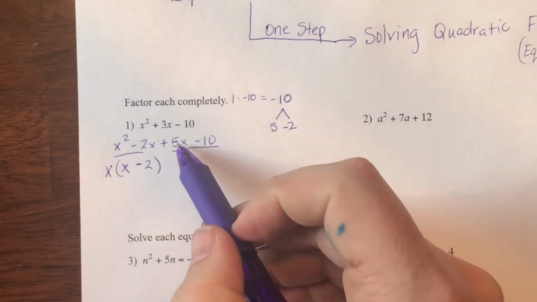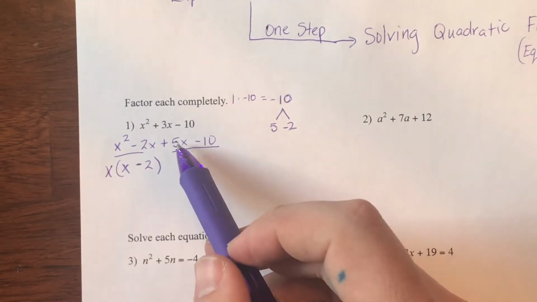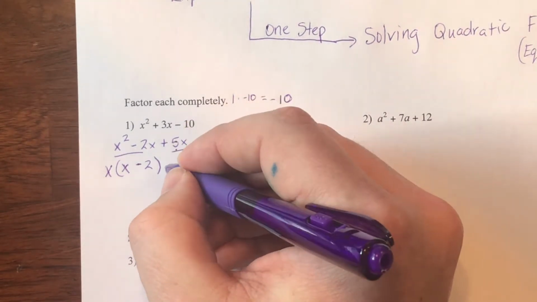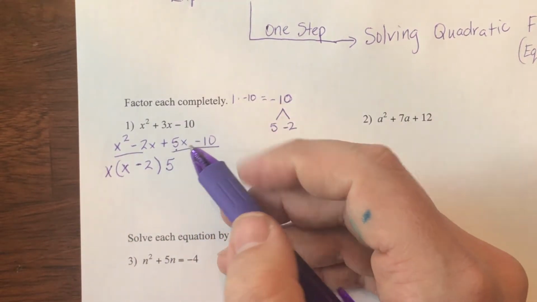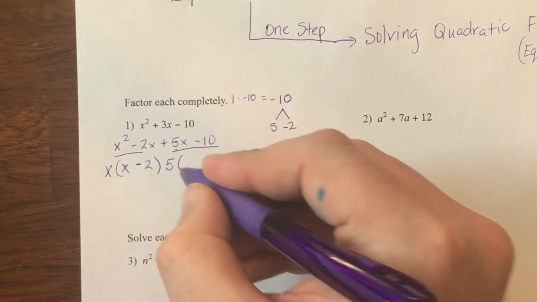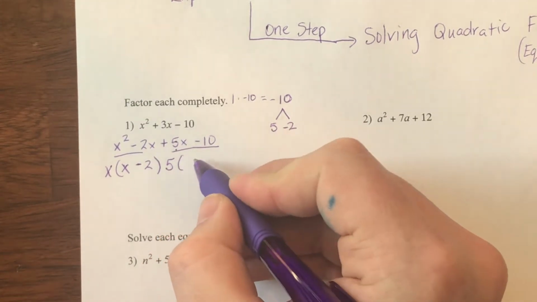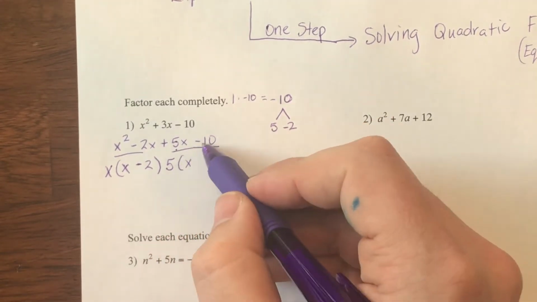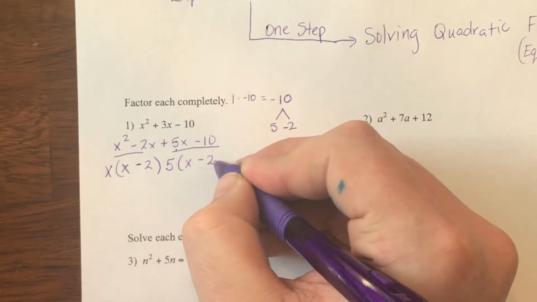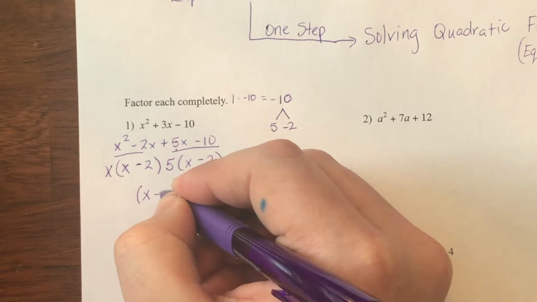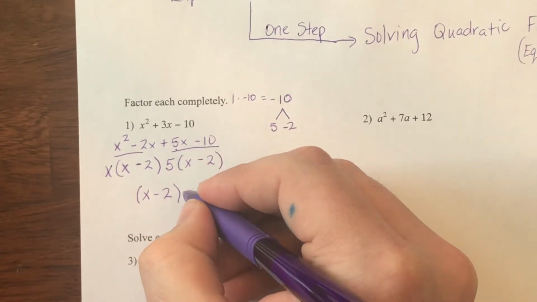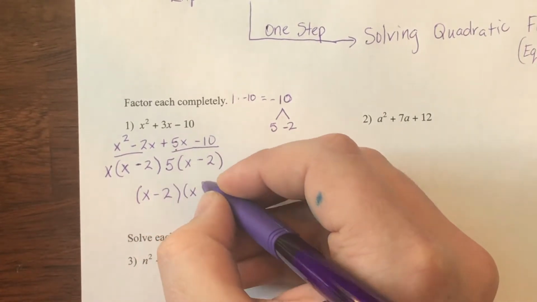Then for the 5x and negative 10, 5 will go into 10, so I can pull a 5 out. There's no x in the 10, so that x just stays. If I pull a 5 out of 5x, I'm left with x. If I pull a 5 out of negative 10, I'm left with negative 2. So then I have x minus 2 times x plus 5.